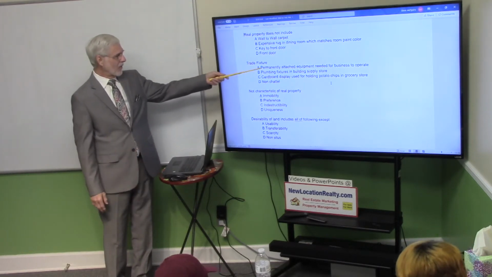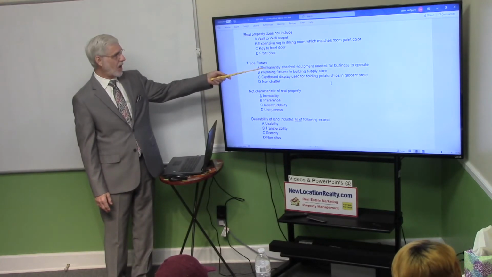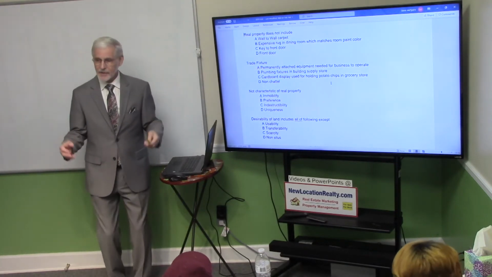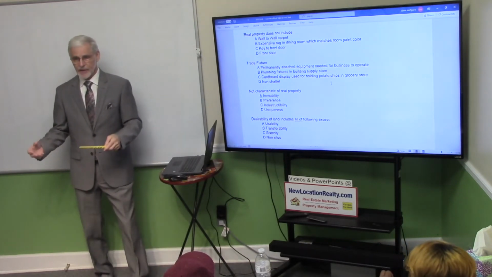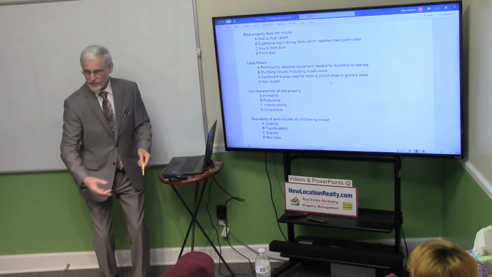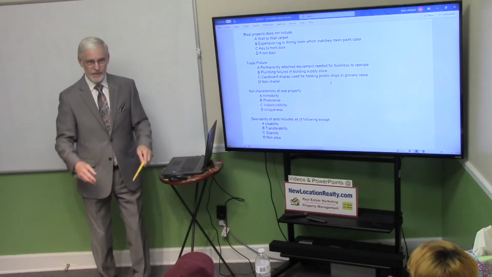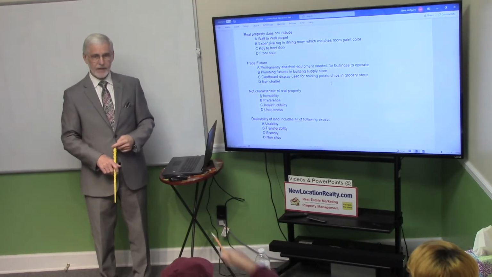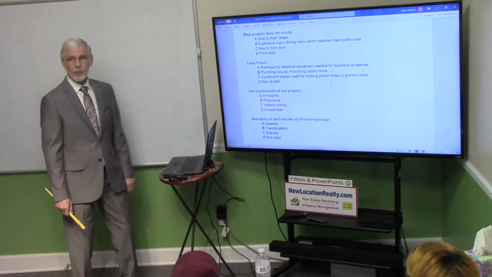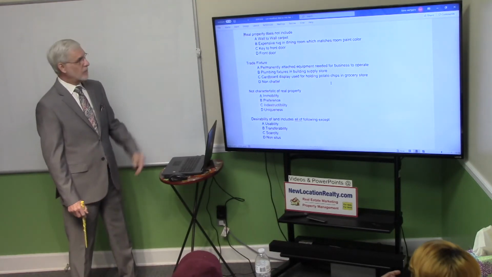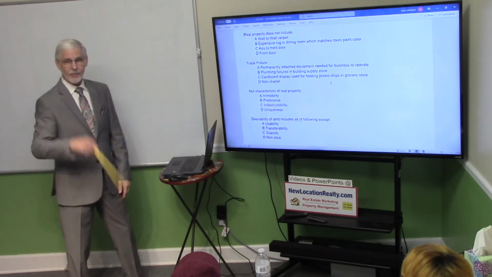Trade fixture: permanently attached equipment needed to operate a business. Permanently attached, we talked about that attachment. Once they leave, they have to fix whatever they tore up putting it in. If they don't, then it becomes property. Like that board, if you don't take it with you, the landlord says, what do I need that board for? I know he'd probably like for me to leave the TVs hanging on the wall.